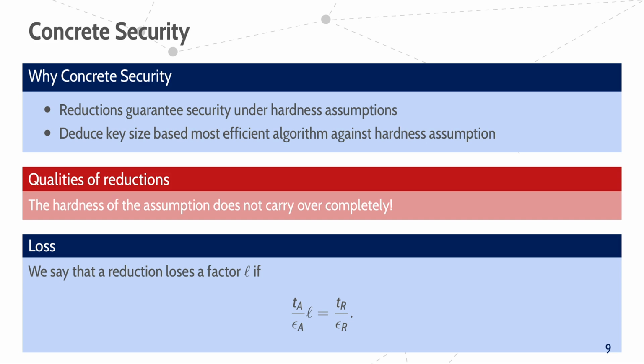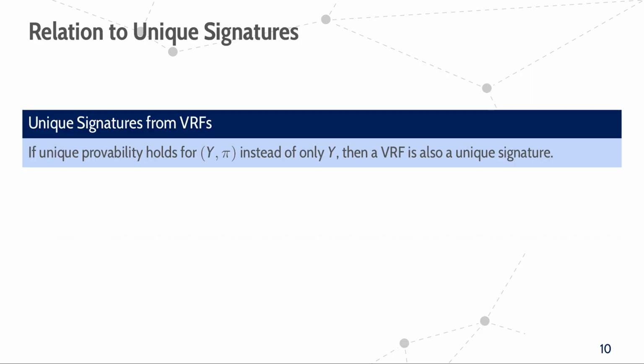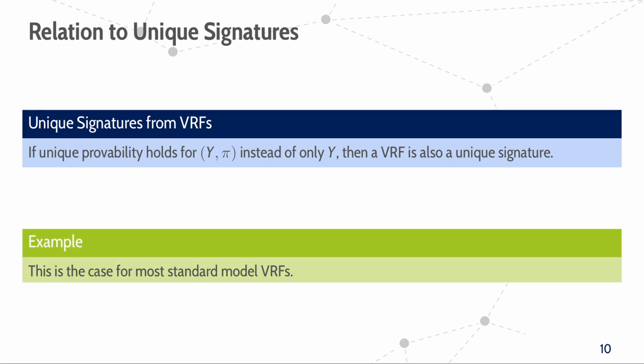Before we look into the loss of VRFs, let us first look into the loss of a closely related primitive, unique signatures. That is, signatures where there only exists a unique valid signature for each message. These are closely related to VRFs in the sense that if not only the VRF output y but also the proof pi of a VRF is unique, then the VRF is also a unique signature scheme. For the transformation, it then suffices to just consider the pair of VRF output and proof as a signature. Indeed, most VRFs in the standard model have this property.